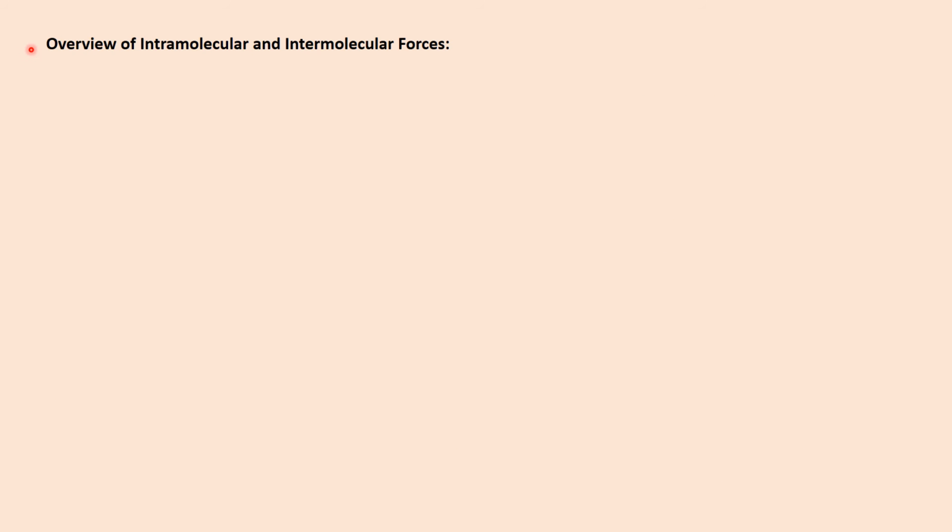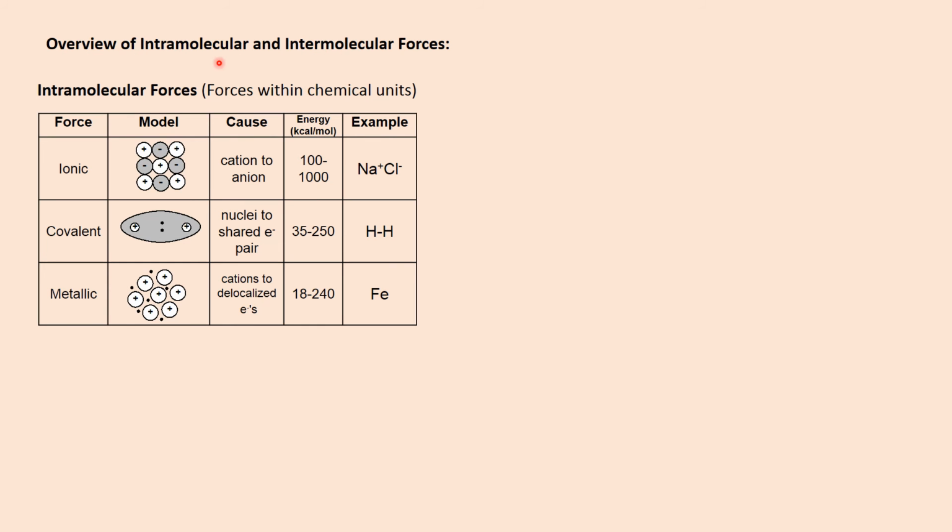Let's get an overview of both intra and intermolecular forces. First of all, intramolecular forces include ionic compounds, covalent compounds, and metals. In the case of ionic compounds such as sodium chloride, we have cations and anions attracting each other. In most cases, this is the strongest form of intramolecular force, from 100 to 1000 kcals per mole.